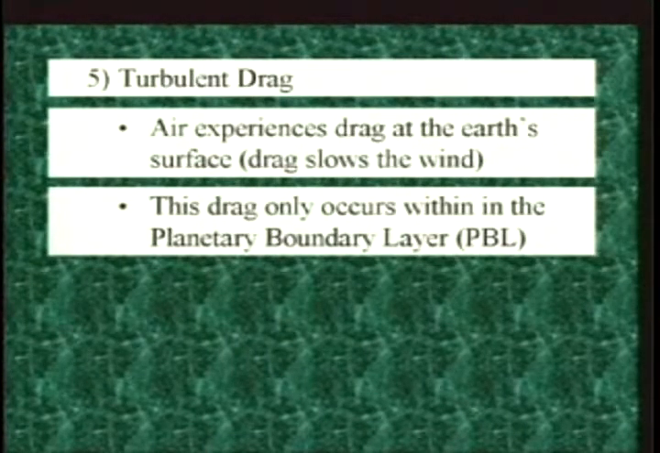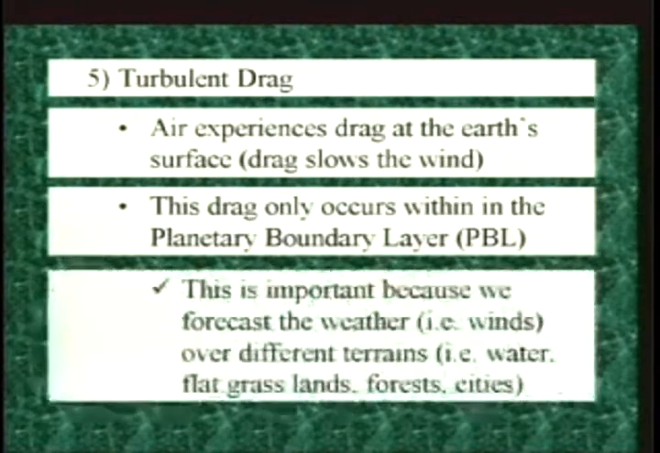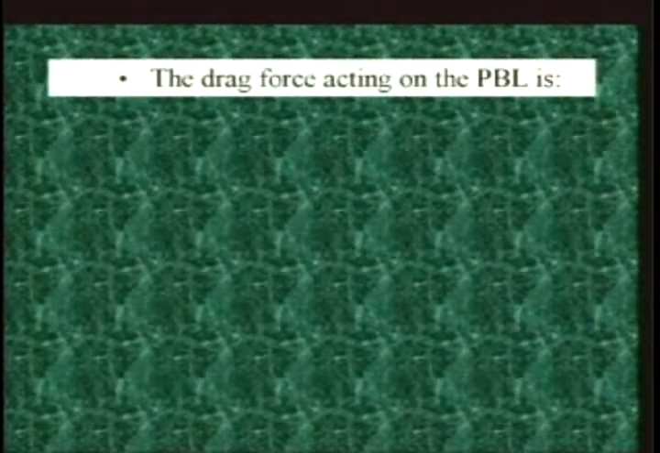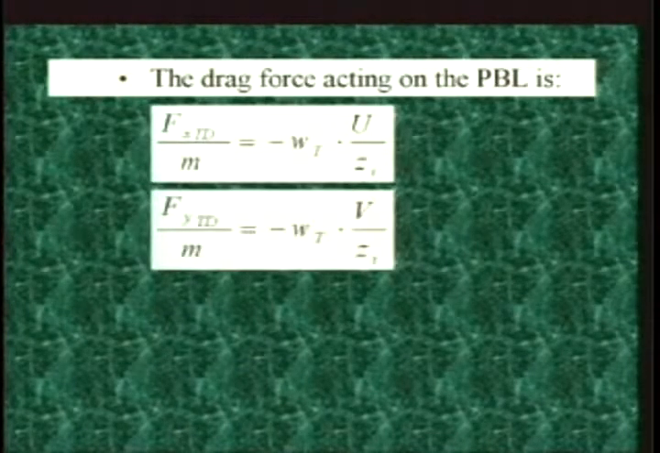But know that this is occurring down near the surface in that lowest 2 kilometers near the surface of the Earth. This is important because we can forecast the weather down here in the planetary boundary layer. Forecast the winds over different terrains, water, flat grasslands, forests, cities, etc. So we need to take into account this drag, particularly when we're dealing with forecasts for wind down near the surface. The drag force acting on the planetary boundary layer is represented as follows.